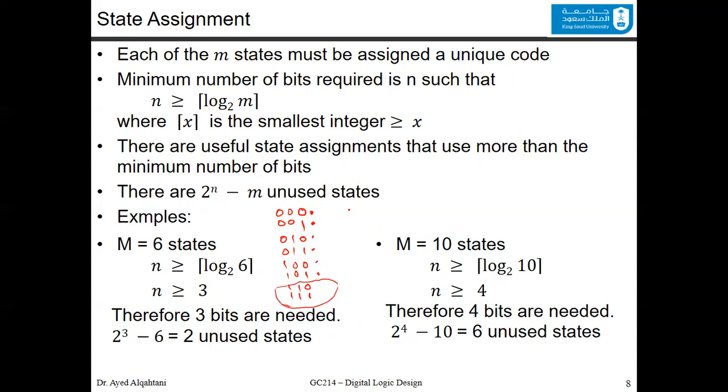As another example, if we have m equal to 10 states, then after finding n, after finding the right-hand side of this inequality, this will be equivalent to 4. Therefore, we will use 4 bits, and we will end up with 6 unused states. So we have 10 states that are used, 6 that are not used. You can notice that if you add them together, 10 plus 6 is 16, and 16 is 2 to the power of 4.